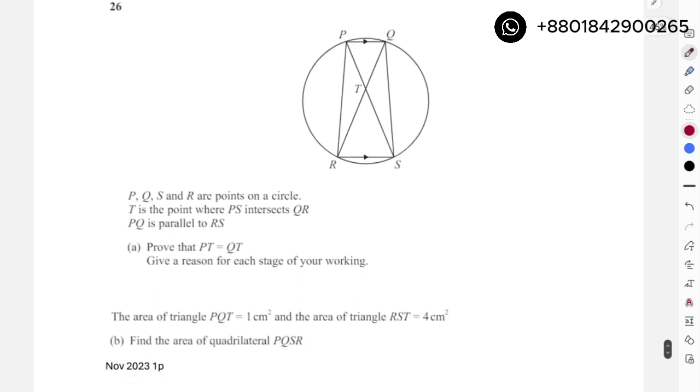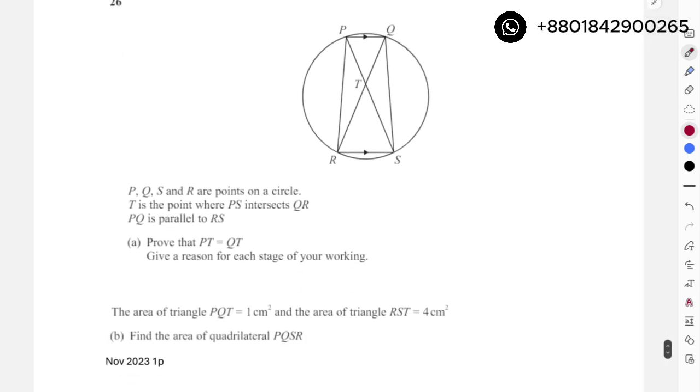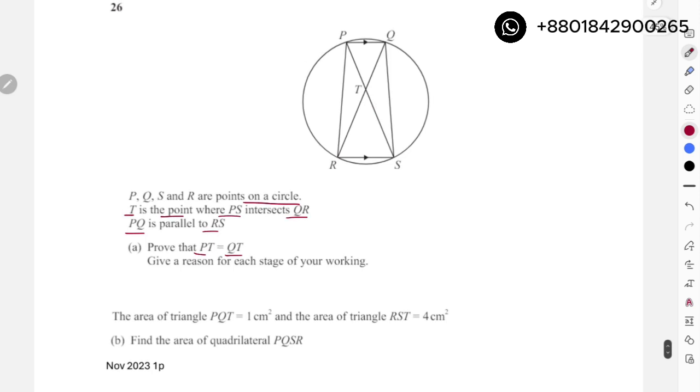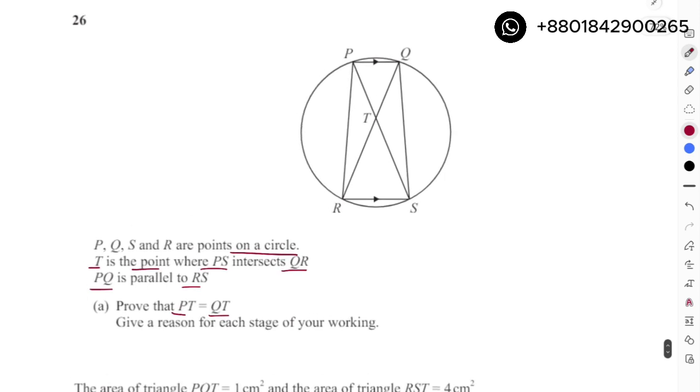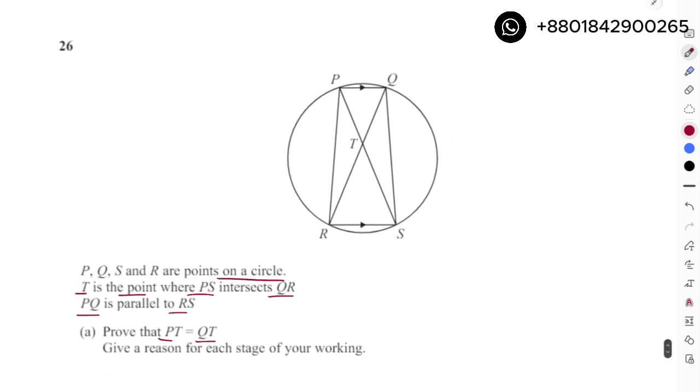After this, there you have another proof. Over here you have PQRST, points on a circle, where T is the point on the intersection of PS and QR, and PQ and RS are parallel. We need to prove that PT and QT are equal. We need to give reasons for your working. Okay, PT and QT are equal.